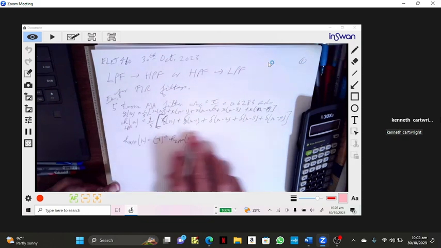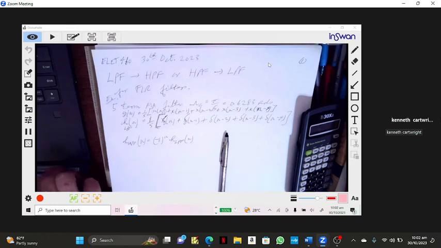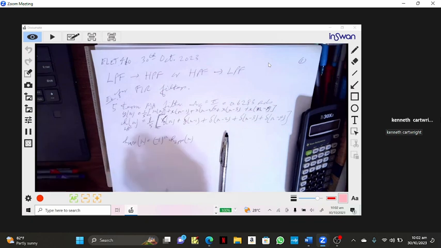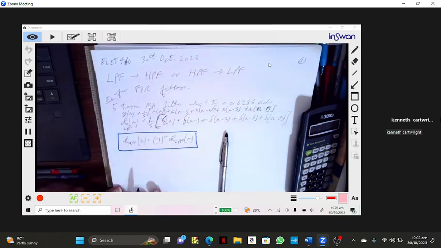Now that's a low-pass filter. We showed that using Octave. And now, how do we convert to the equivalent high-pass filter? We use this law here. It says the impulse response of the high-pass filter equals -1 to the power of n times the impulse response of the low-pass filter.